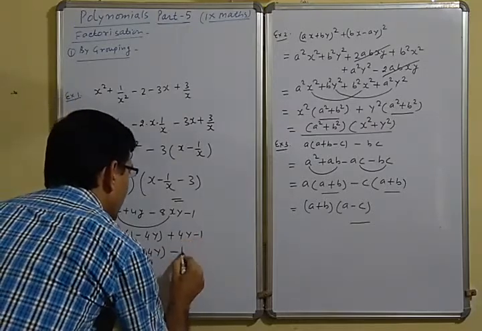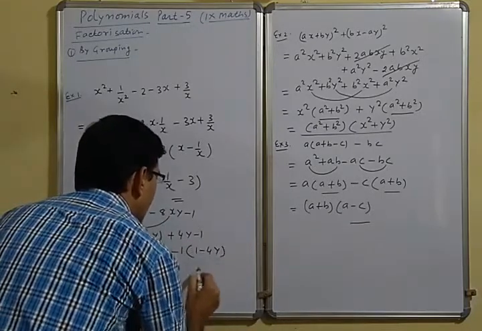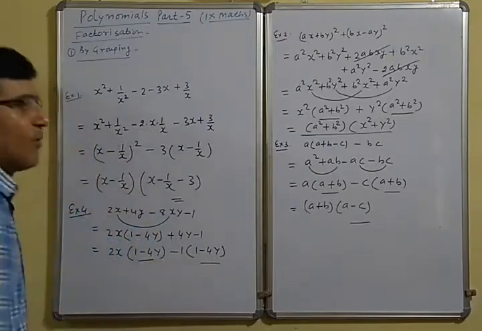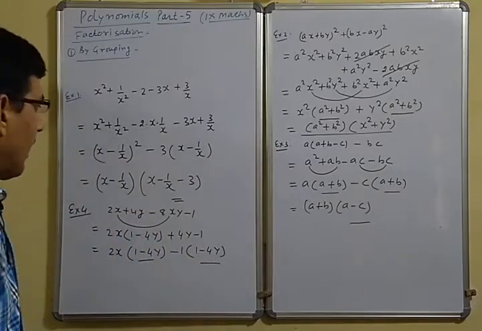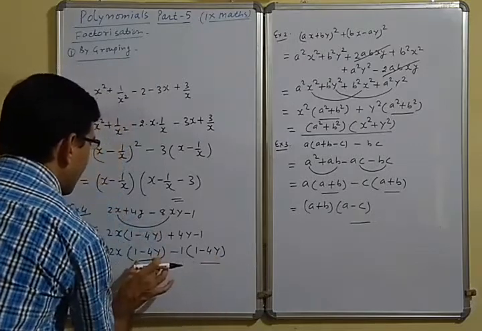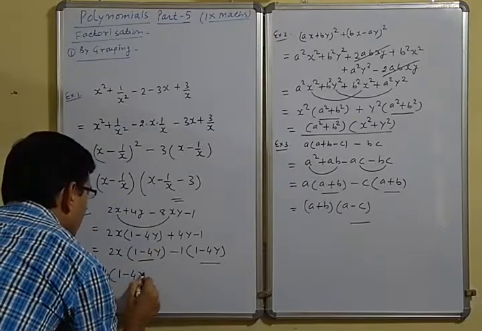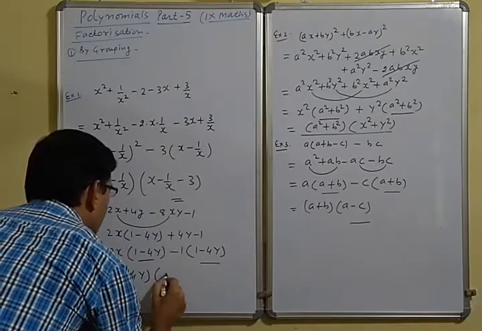Now take minus 1 common. It becomes 1 minus 4y. So from these two terms we will take 1 minus 4y common. If you take 1 minus 4y common, in the other bracket what will you get?